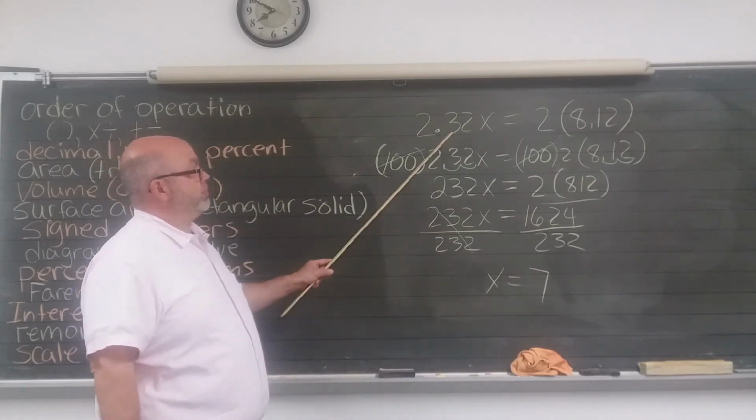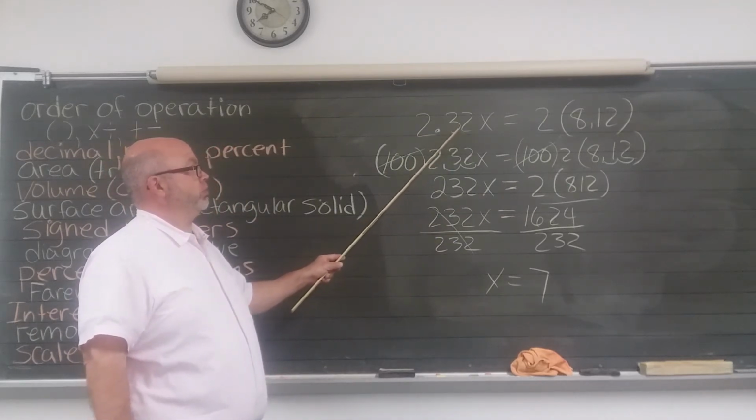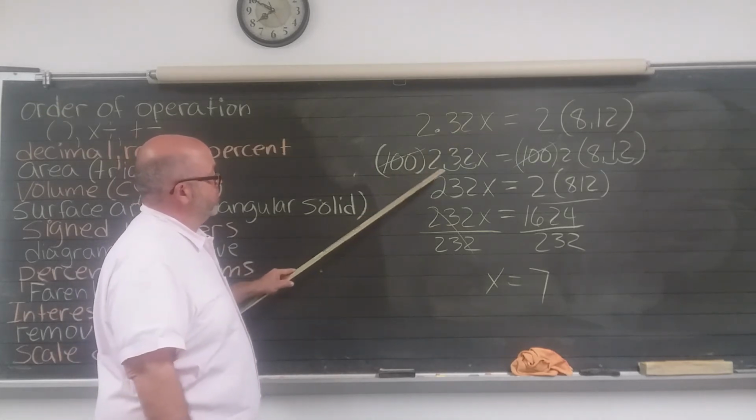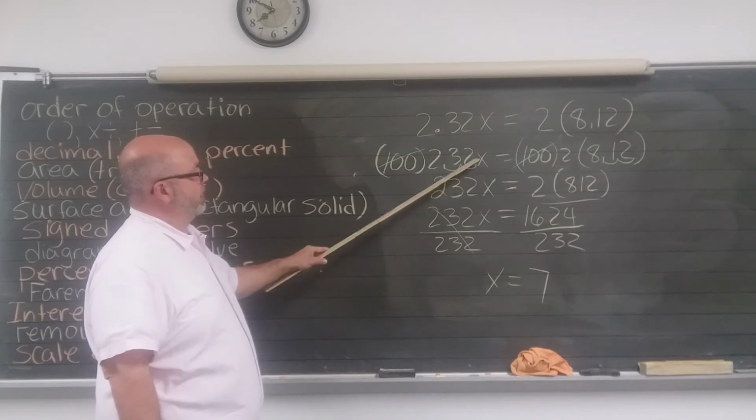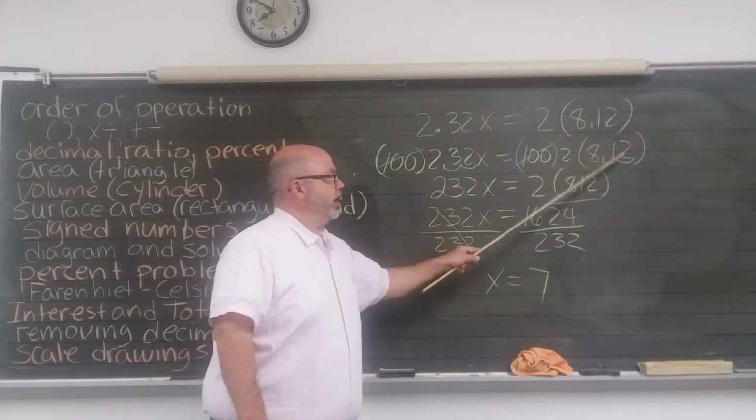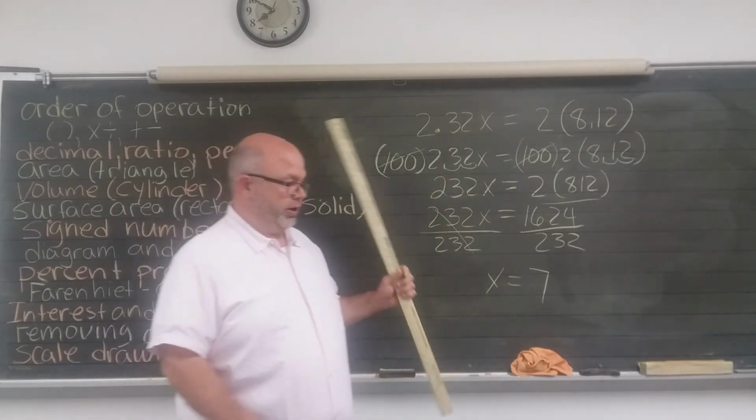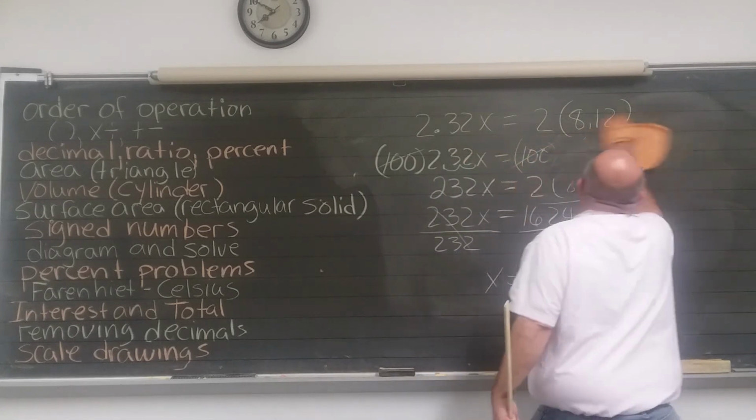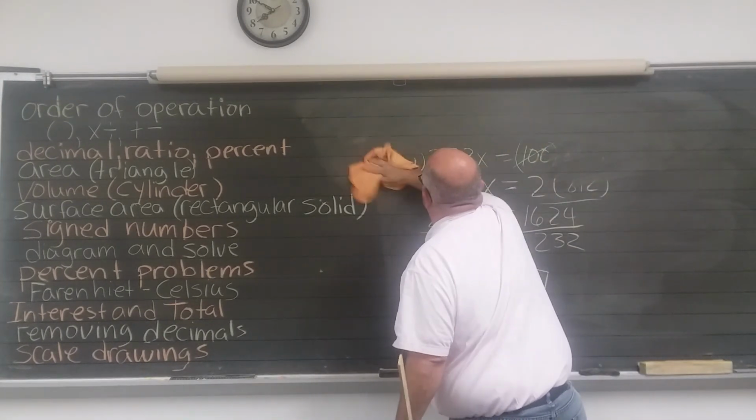Okay, you just look at how many places are to the right of the decimal. 2 places, tenths, hundredths. Multiply both sides by 100. That simply moves the decimal point 2 places over so that you have 232 instead of 2.32, 812 instead of 8.12. All right? The longest video yet.